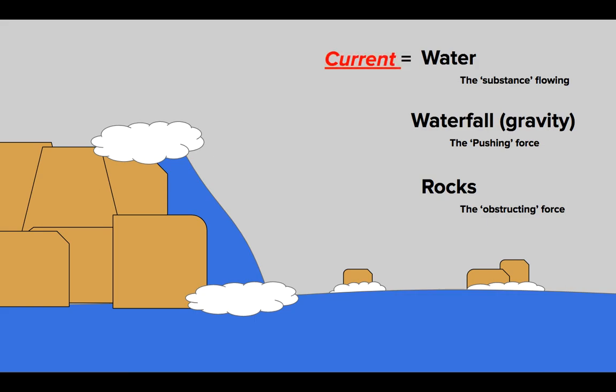So in this example, current can be compared to the water, okay? Current is what's flowing. That's the substance that's flowing. Voltage is the pushing force within a circuit. So that's the waterfall itself, or gravity. That's what's pulling the water down. And then lastly, we can compare rocks to resistance within a circuit. That's what's obstructing the water from flowing down. It may slow down the water from flowing, things like that.